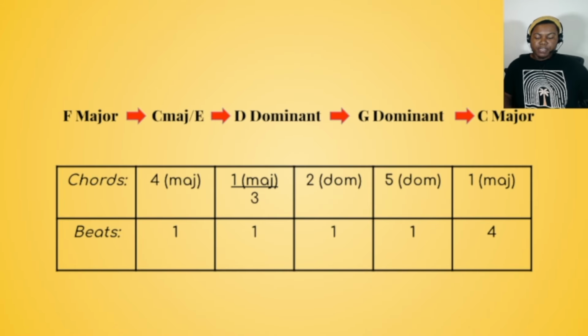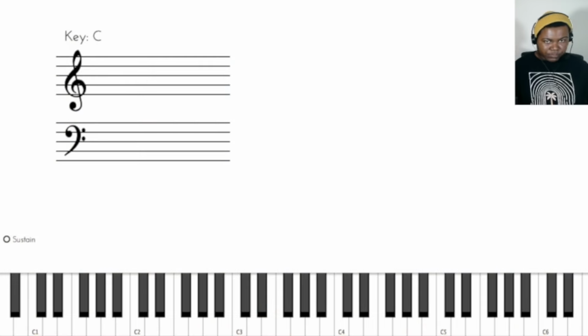So yeah, this one you might have heard many times. We have F major to C major over E, or 1 over 3, to D dominant. So that's something new. Our 2 chord becomes a dominant chord instead of it being minor. And then we go to G dominant and to C. So that one sounds like this.